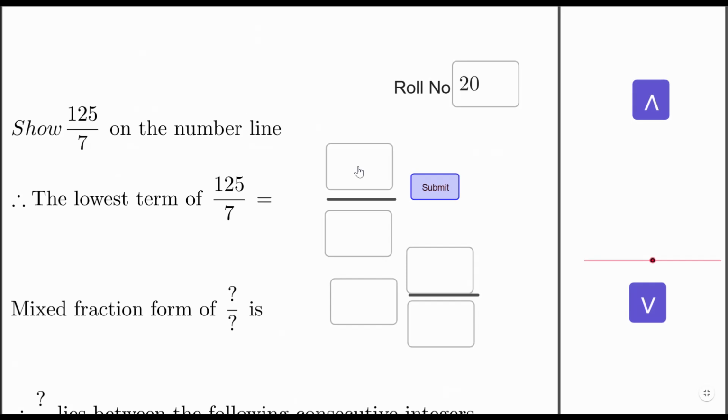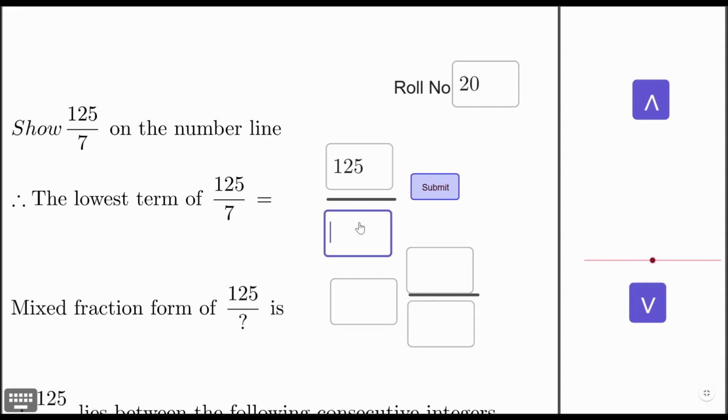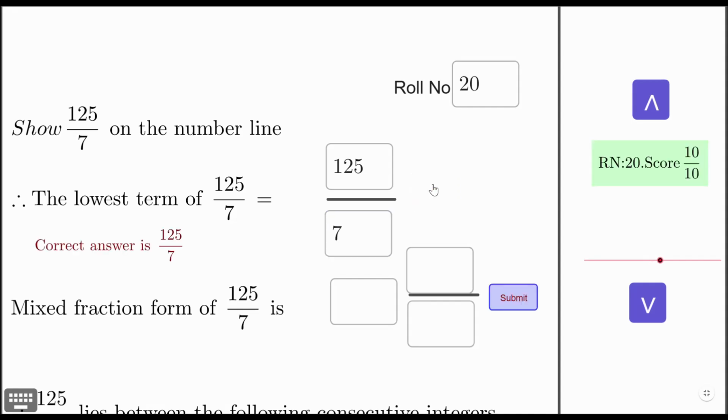125 upon 7. Lowest term same. 125 is not divisible by 7. So lowest term is same. Press the submit button. You can see always your score as well as the correct answer.